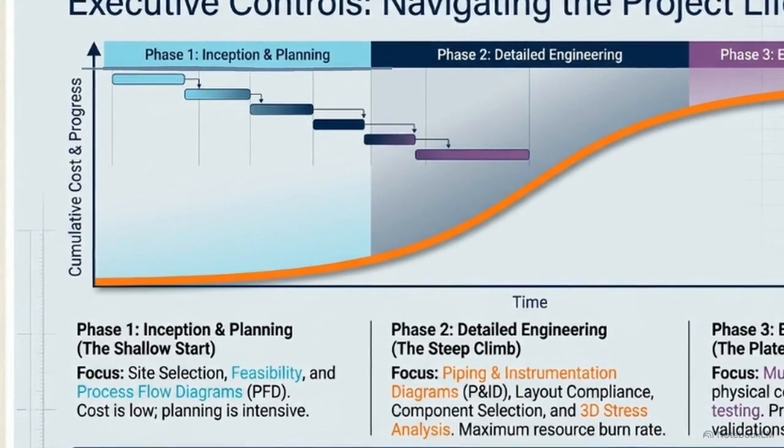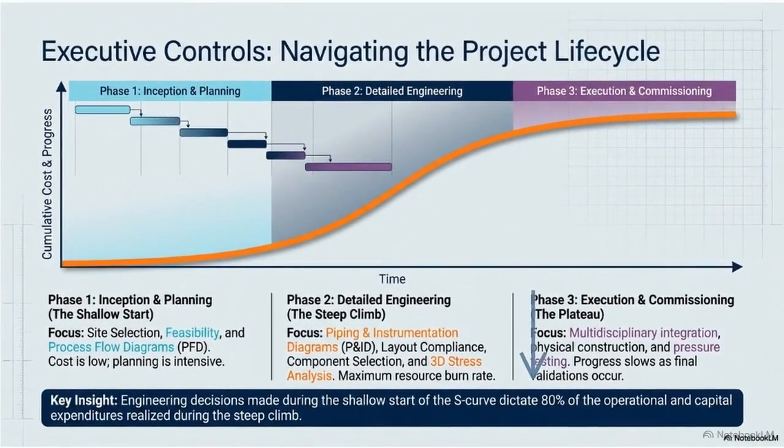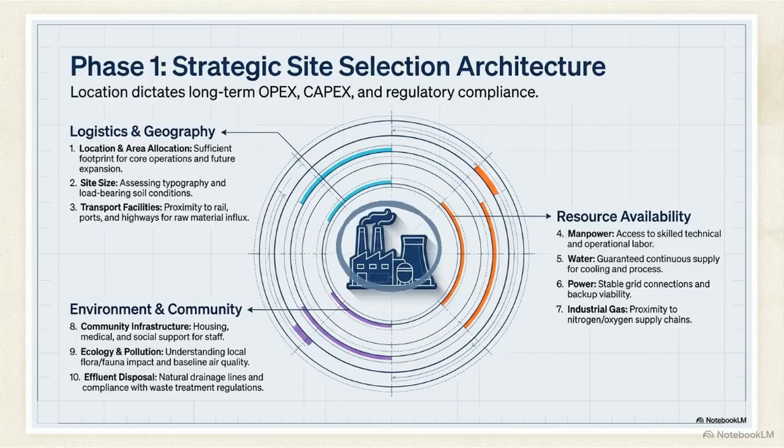Focus on the light blue early phase. While costs are low, it's critical. Decisions made here lock in 80% of the massive capital expenditures realized later. This diagram breaks down the first big decision, picking the site.